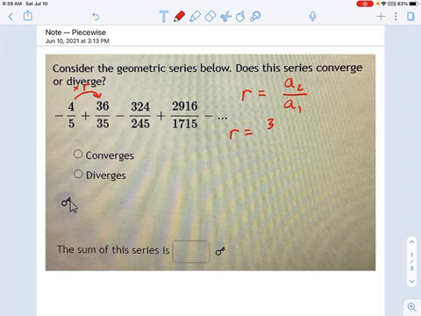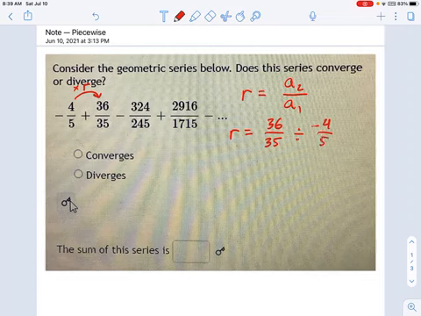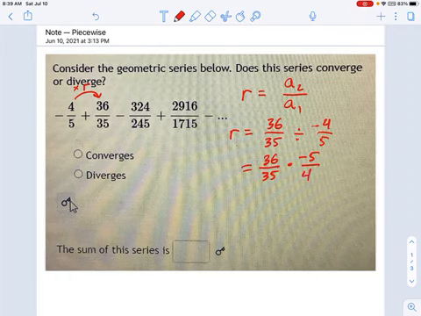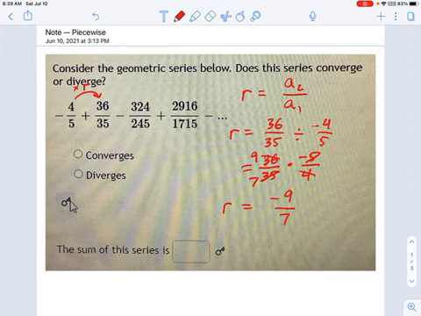Well, A2 is 36 over 35, and A1 is a negative number, negative 4 over 5. And remember how to divide fractions? I hope. We multiply by the reciprocal. So now we can cross out some terms here, and let's see, 36 and 4 cross out, that leaves a 9 on top. 35 and 5 cross out, that leaves a 7 on bottom. There's still that negative sign. So R equals negative 9 over 7, okay?